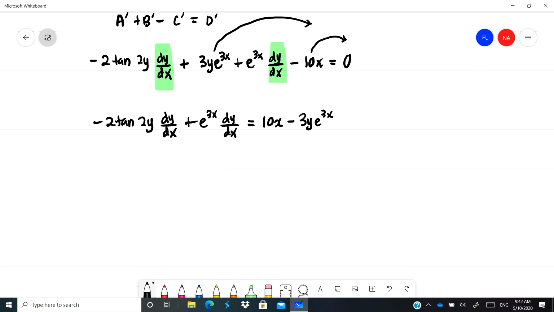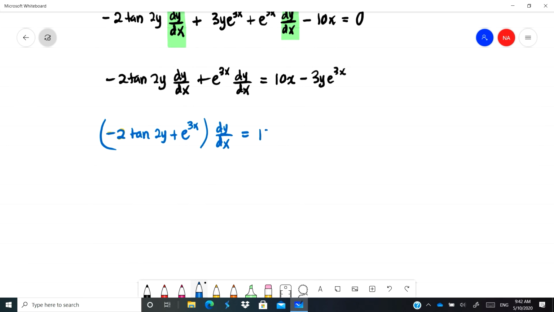So I'll have to factorize the dy over dx, so we'll get negative 2 tangent of 2y plus e to the power of 3x, multiplied by dy over dx. So this is given by this right hand side.